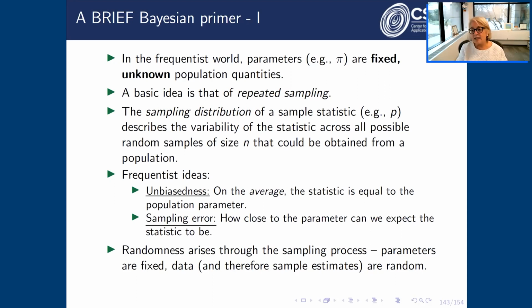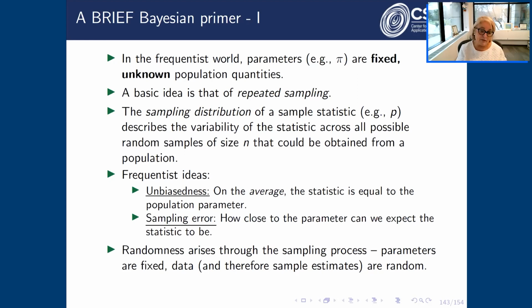So what does that mean? It means if I were to take 100 samples of size n, on each one compute P, and then average all those P's, that average is going to be pretty close to pi if in fact my samples are random. That's one idea. The other idea is this idea of sampling error, which is how close can I expect my P to be to the true pi?